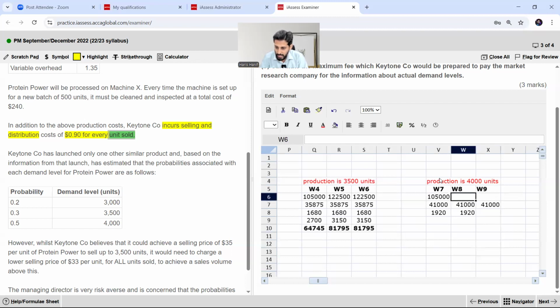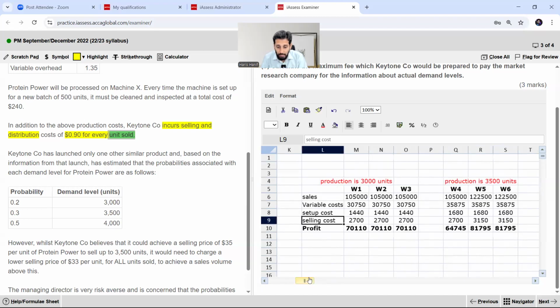Right? So at working number 8, I have to sell is equal to 3,500 units multiplied by 35, and here working number 9 is equal to 4,000 multiplied by 33, right? So that's a very simple point.